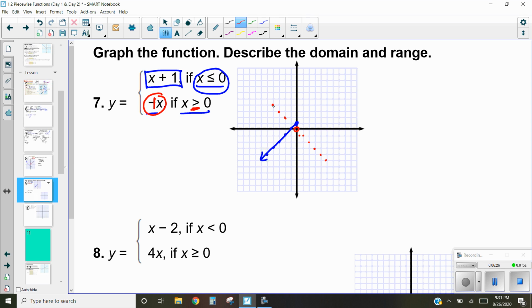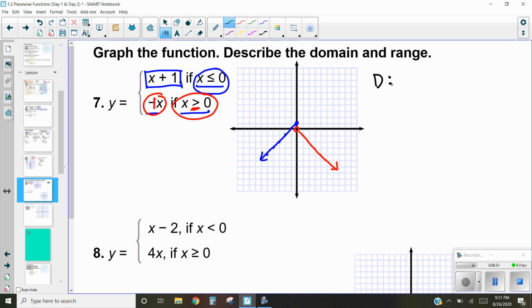Now we only care about this function when x is greater than 0. So x is greater than 0 going this way on that x-axis. So I only care about these points that are on that side. These other points we're just going to erase because they don't exist. And there you go. That's that function. Now the domain and range of this function.